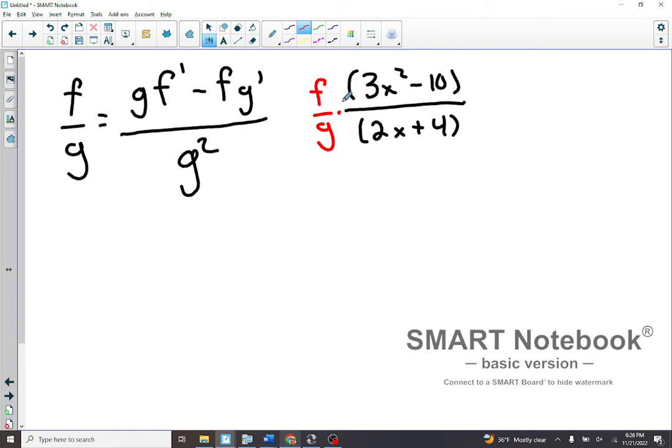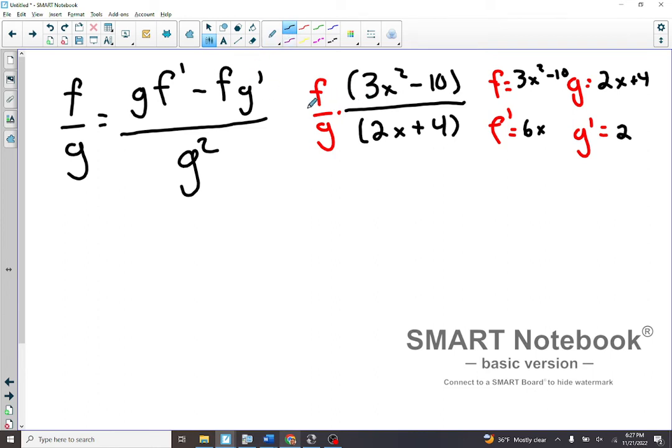So that means I'm going to follow along. Sometimes it's easier to label it first before you move on. And getting used to labeling is useful just because when we get more complicated formulas, it's good just to label. So f is going to be 3x squared minus 10. F prime is going to be 6x. That's it. G is 2x plus 4. G prime is just 2. With that in mind, let's just plug it in.